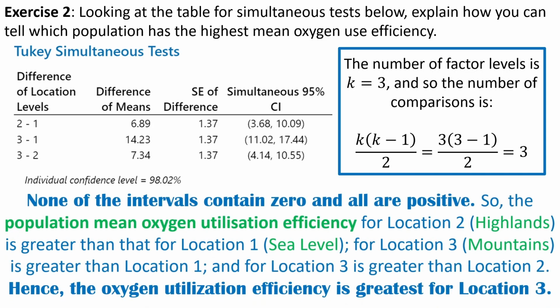Now, what do we notice about these confidence intervals? None of the intervals contain 0, and all are positive. And so the population mean oxygen utilization efficiency for location 2 is greater than that for location 1. That's the first row. For location 3, it's greater than location 1. That's the second row. And for location 3, it is also greater than location 2. That's the third row. So putting these together, what does that tell you? That tells you that the oxygen utilization efficiency is greatest for location 3.